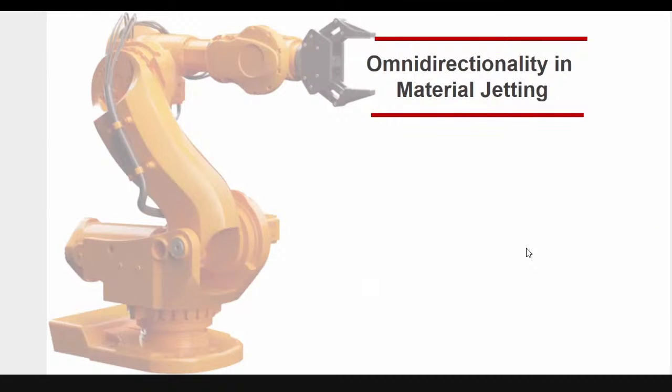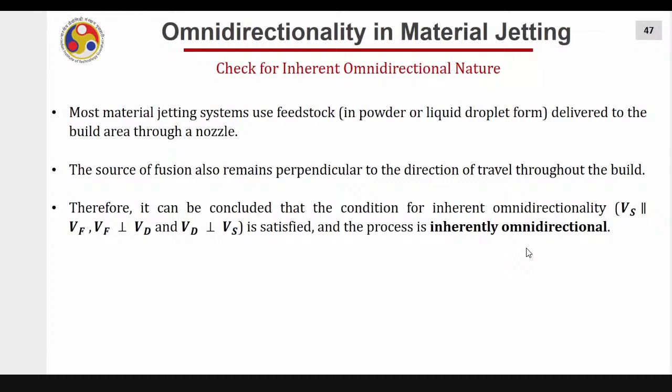Omnidirectionality: the material jetting process is inherently omnidirectional. Why? Let me tell you how it works. Binder jet and material jet both. First, let me discuss material jetting.